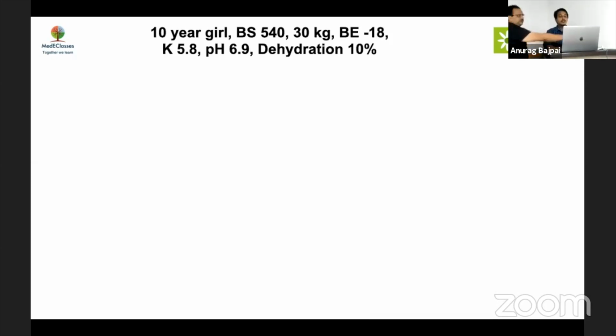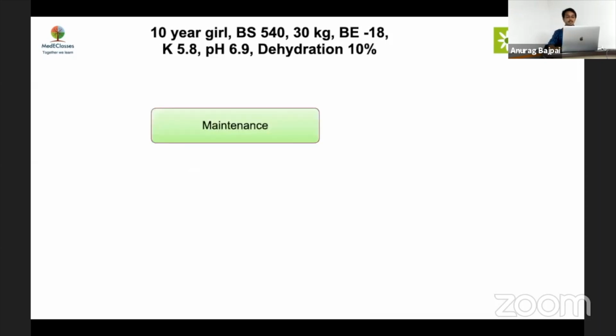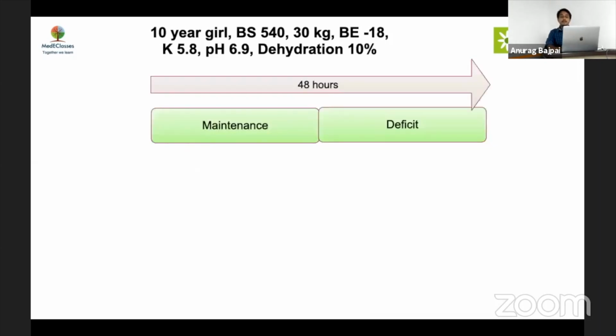So a 10-year-old girl presented with a blood sugar of 540 milligrams per deciliter, had a weight of 30 kg, had a base excess of -18, the potassium level was 5.8, the pH was 6.9, and the dehydration was calculated as per severe diabetic ketoacidosis as 10%. So the maintenance and deficit fluids have to be calculated.